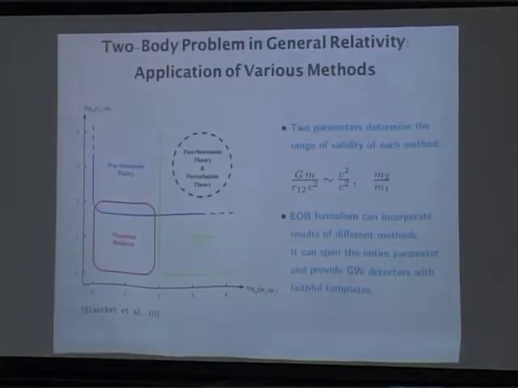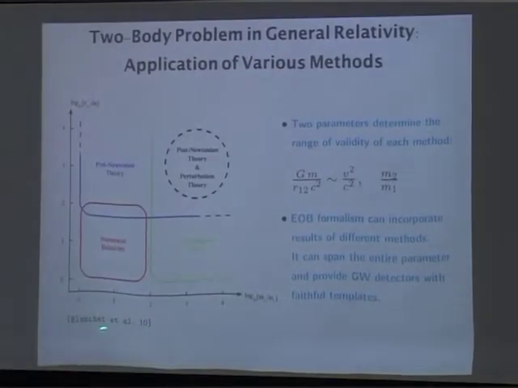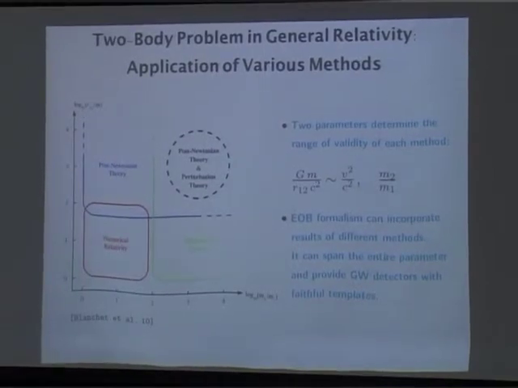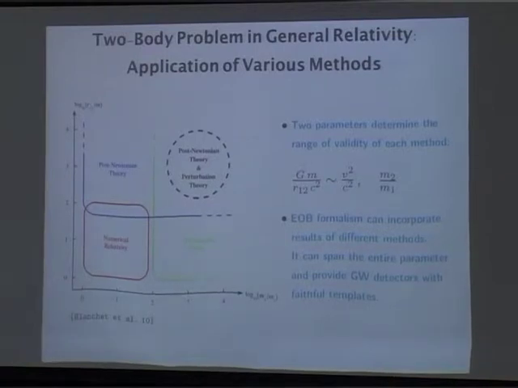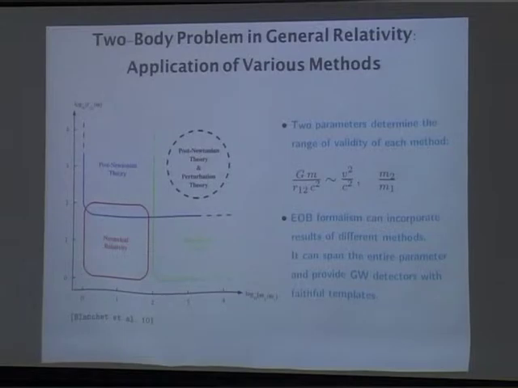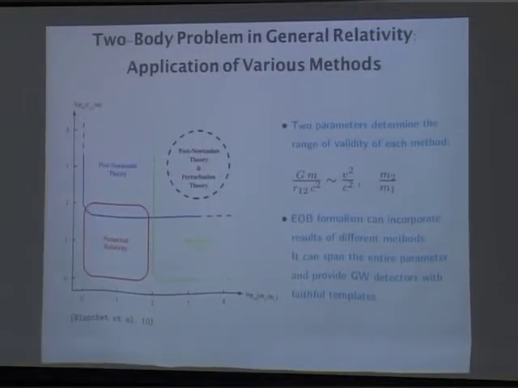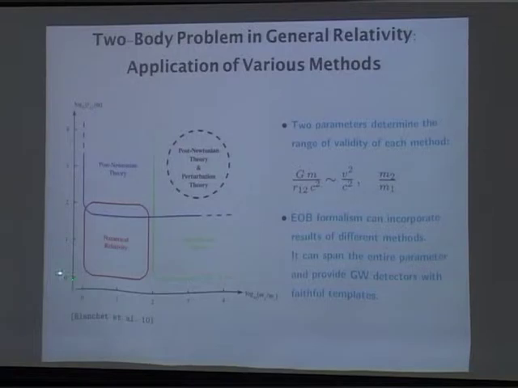We can talk about this parameter space in a different way, due to Blanchet and his collaborators. What is plotted here is the inverse of the compactness of the system itself, not the compactness of the body, but the compactness of the binary, namely R12 by M. M by R12 is the compactness, and R12 is the distance between the two bodies. That's the inverse of the compactness. That means objects are more and more compact as you go up in this direction. As it goes to infinity, the compactness goes to 0.